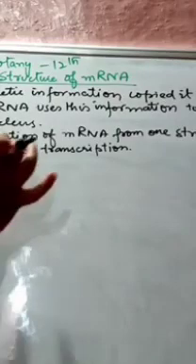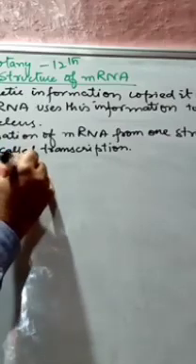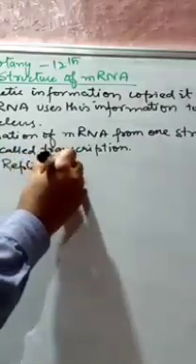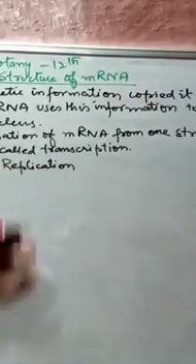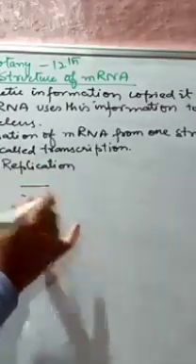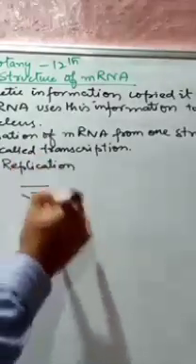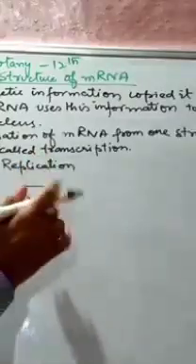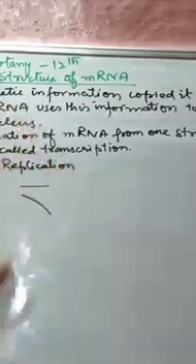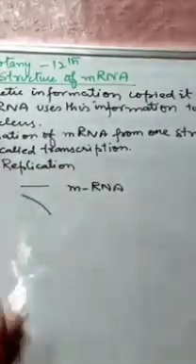We know that the DNA is double stranded. But when replication takes place, that is the breaking up of the strands of DNA takes place, that is called as replication. That means when replication takes place, both these strands separate from each other, and when they separate from each other, that gives rise to the formation of this mRNA.